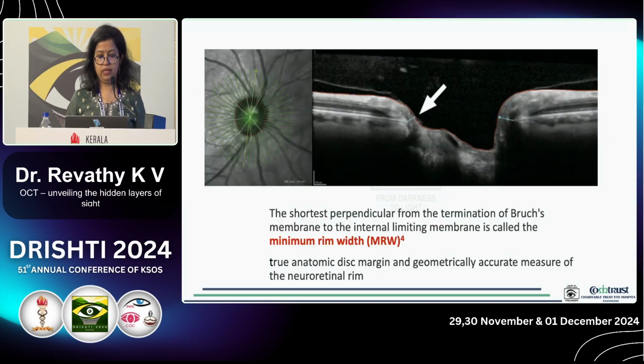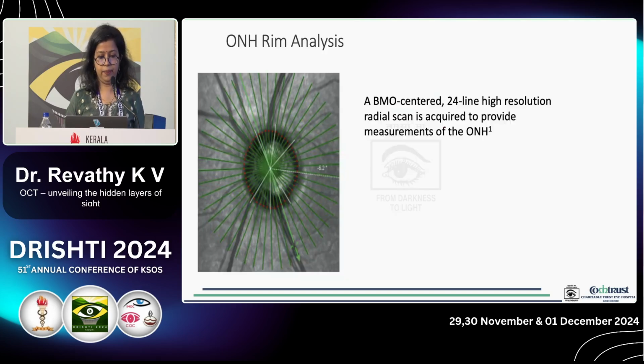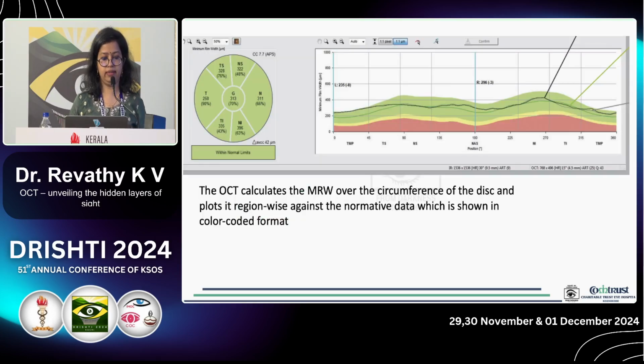And the perpendicular distance from the termination of Bruch's membrane to the internal limiting membrane is called the minimum rim width, which gives an accurate measure of the neuroretinal rim. So for the analysis, a 24-line high-resolution radial scan is acquired, and it is given as a sector diagram and a flattened diagram, which will be false color-coded. The green line here indicates the database, the black line indicates the patient data, and the gray line may sometimes be present, which will indicate the follow-up scans.